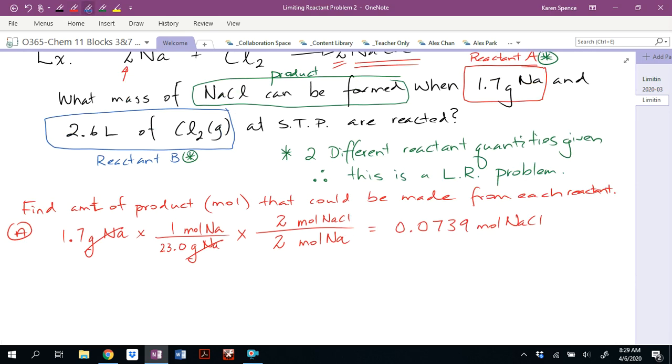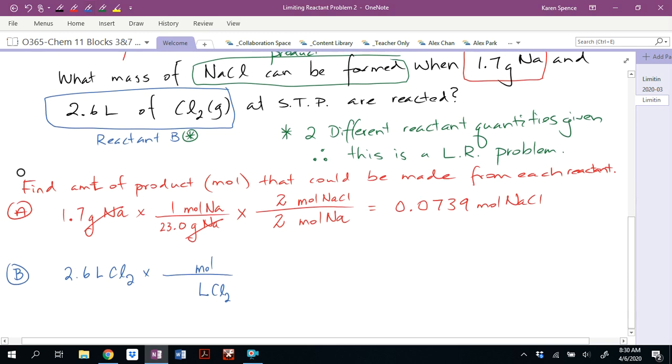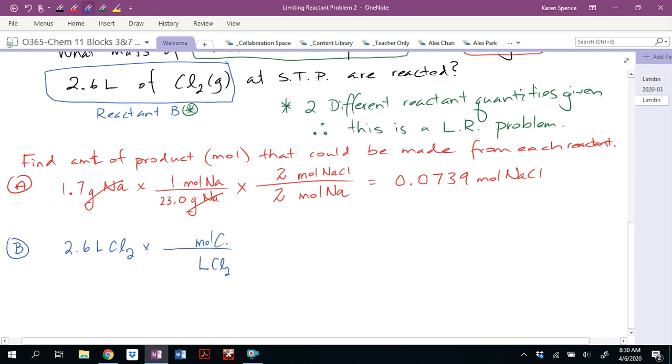Reactant B. Find the moles of product that could be made from reactant B. In this case, 2.6 liters of Cl2 gas. And this is a gas at STP, so we need to cancel our liters. And of course, the first thing we're doing is finding moles. Remember, the first thing you do in any stoichiometry problem is you find the moles. So we're finding moles of Cl2, and there are 22.4 liters per 1 mole.